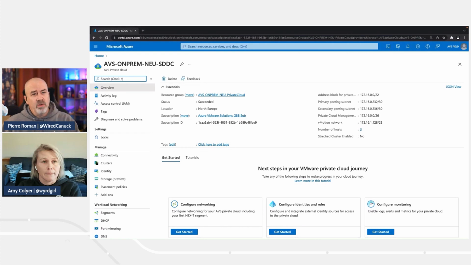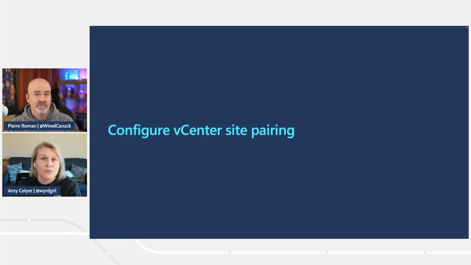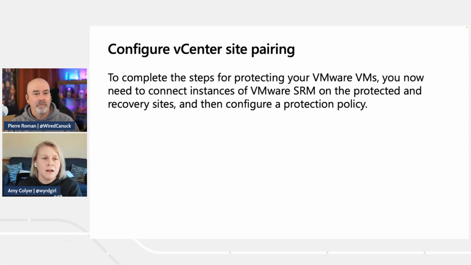And I think, Amy, you're going to be covering the next step. So yes, the next step is configuring your vCenter site pairings. So we're going to go over that as part of the SRM process. To completely protect your VMware VMs, we have to connect each vCenter instance so they can talk, and we can map folders and data stores and networks and run protection policies based on that information.